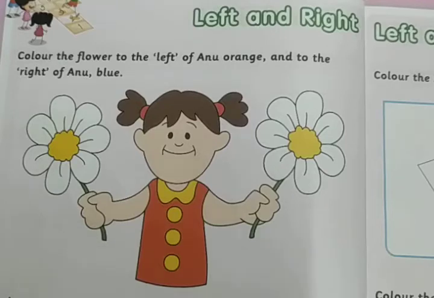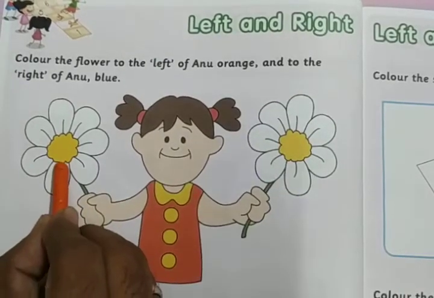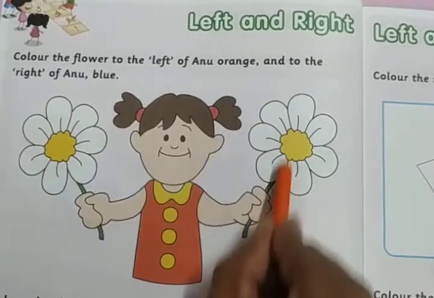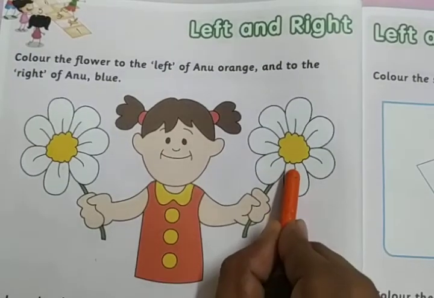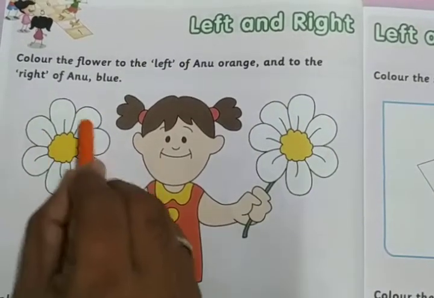So what do you mean by left of Anu and right of Anu? Left of Anu, not left of you. Your left is different from Anu's left. Just you have to notice, this is left of Anu and this is right of Anu. She is Anu, this is her left hand and this is her right hand.